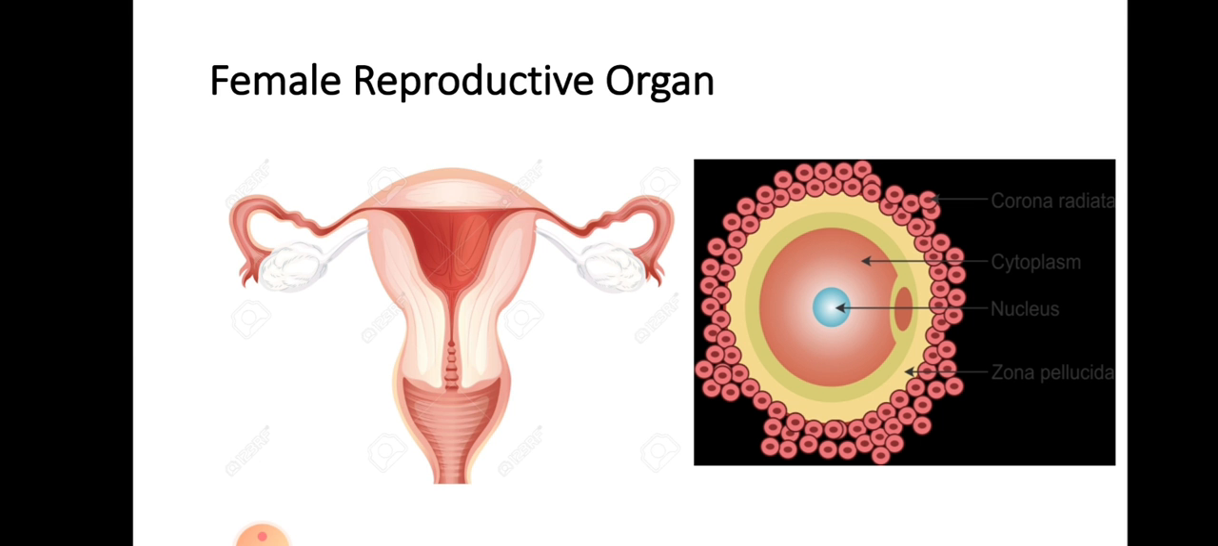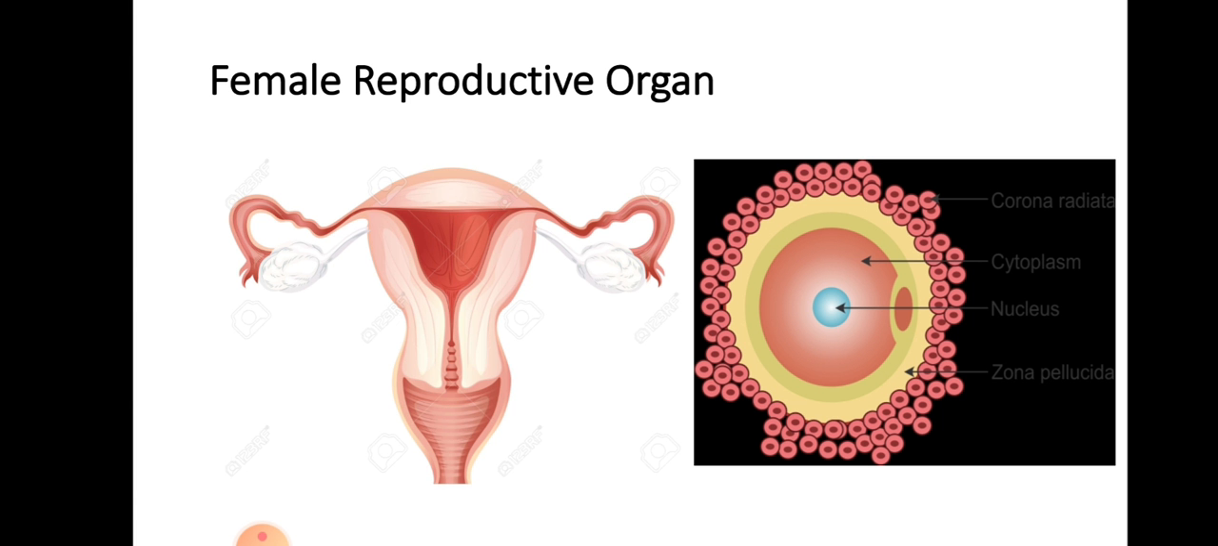The next one, the first diagram is the female reproductive organ. This is the reproductive organ present in the female, and the second one is the ovum. Ovum is also a single cell, like the sperm, and this is also called the egg. Like the sperm, egg is also a single cell.